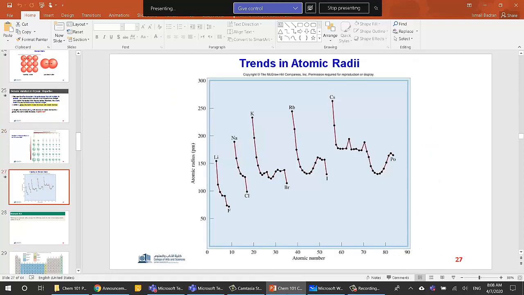This is the trend in atomic sizes. You saw with lithium, lithium is 150 picometers. And as you go across the period, the size decreases until you get to fluorine. Fluorine is the smallest one. Now you go back to sodium. Sodium is bigger, much bigger than lithium, and therefore much bigger than fluorine. And you go back, and this is how the trend in size increases.